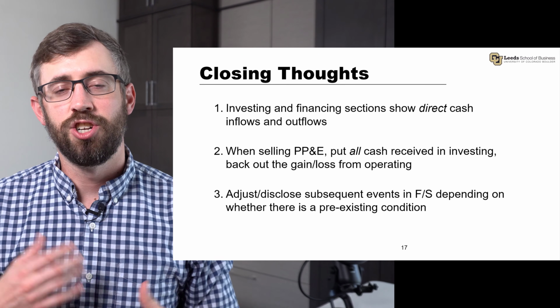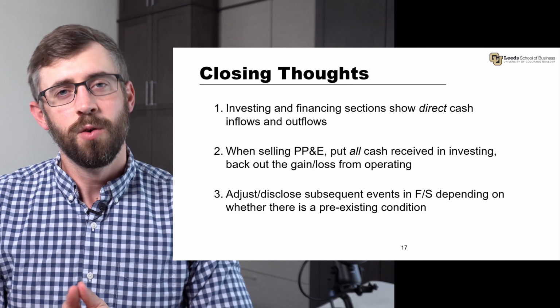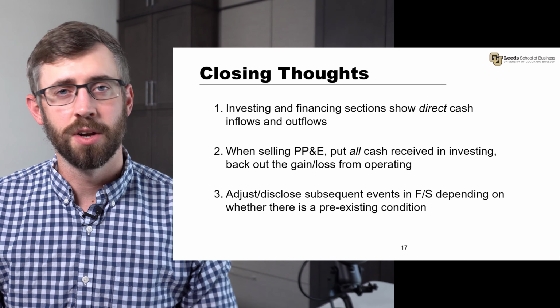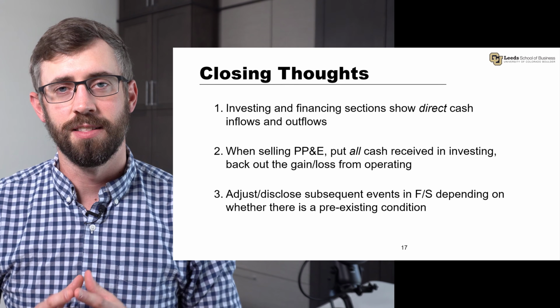And finally, we're going to adjust or disclose subsequent events that we learn about after year end, where if the event occurred before the year end, we'll go ahead and adjust our accounting numbers. If the event occurred after year end, we're just going to disclose that event in the financial statements.